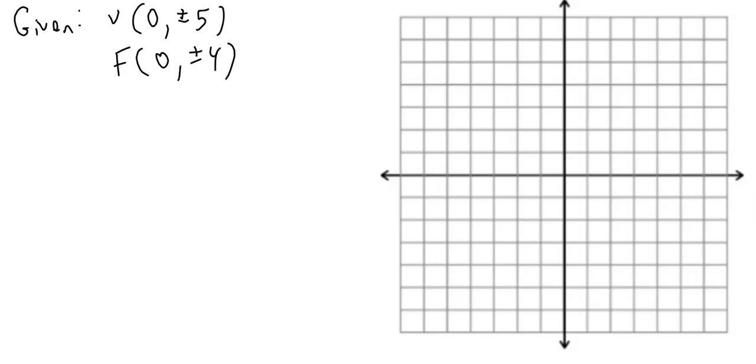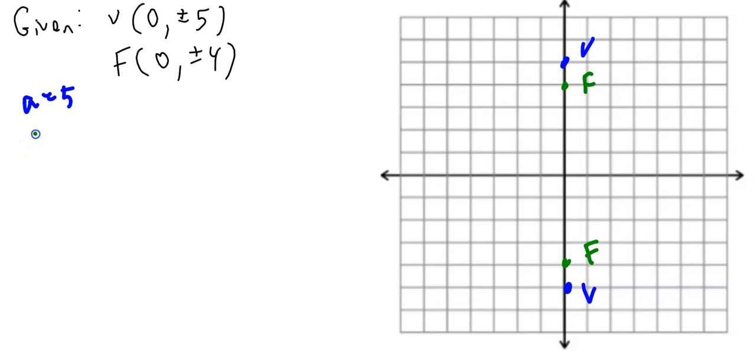And given these situations, we have a vertex at 0, 5, 1, 2, 3, 4, 5. That's a vertex, and 1, 2, 3, 4, 5. We have a focus point at 0, 4, 0, negative 4. So we have to come up with the equation. We might even want to draw this. So right away, you should hopefully figure out that a is equal to 5 here. It's definitely a vertical ellipse, and there's a distance of 5 from the vertex to the center.